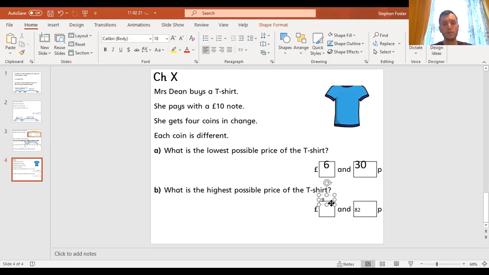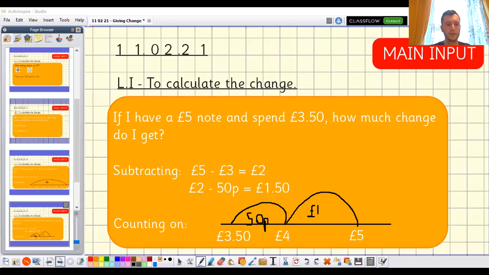So well done if you got those. That was quite a tricky challenge, which required you to think in lots of different steps about the coins that might have happened and then the price of that t-shirt. Just before we finish today, year 3, we're quickly going to look at our fluency question to finish.